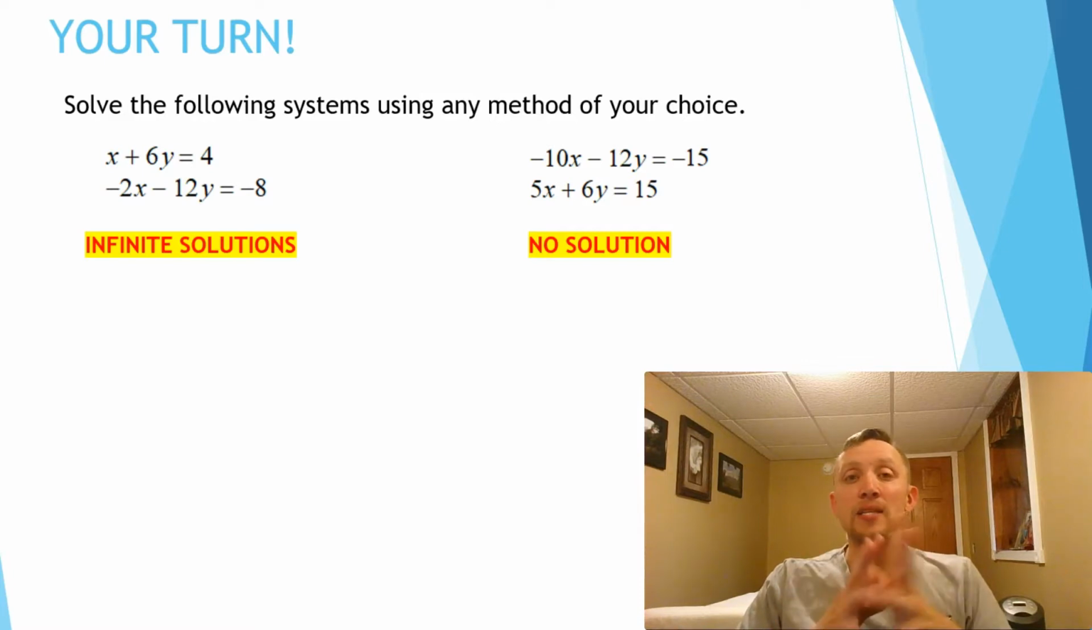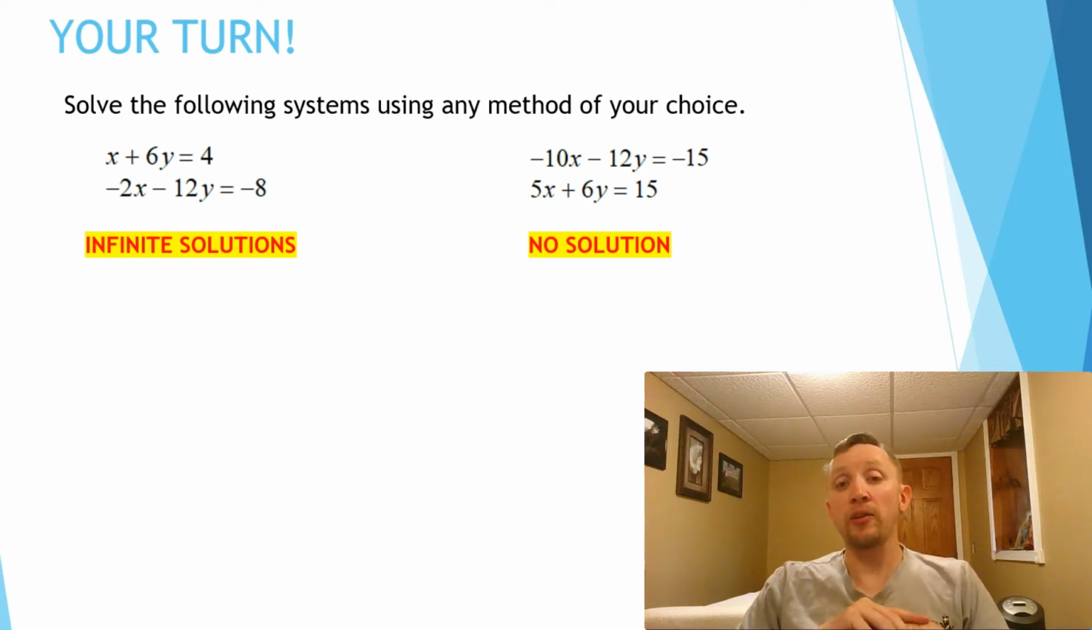With the second example, you should have gotten no solution. Let's say if you use elimination for that one as well. If you multiply the second equation by 2 as well there, you'd have positive 10x and a positive 12y equals 30. So don't forget, if you got infinite solutions for the second one, it's because you probably forgot to multiply the right side of the equation by 2 as well. But the right side there should be 30.